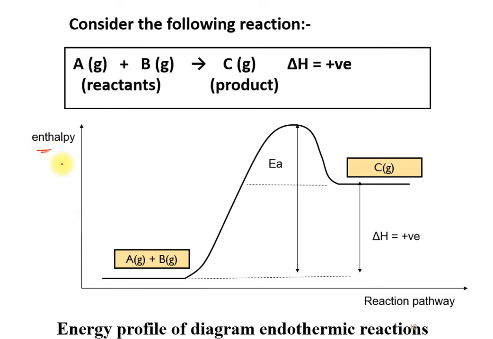Okay, enthalpy. We have the level of enthalpy for the reactant. C is the product. This is the activation energy, EA. How to draw the activation energy? It starts from the same level as the reactant until the peak of the curve. For the endothermic energy profile diagram, the enthalpy should be positive since the system has absorbed energy. So the enthalpy of products is greater than the enthalpy of reactants.